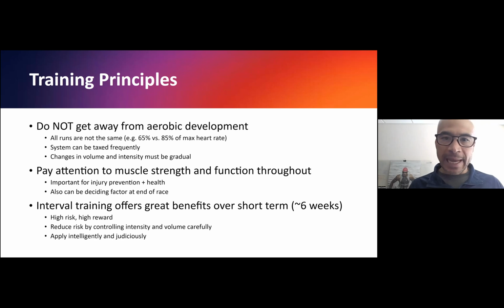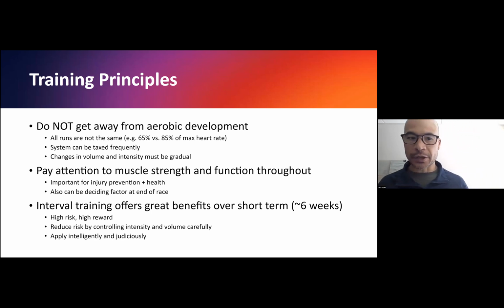So at the end of the day, always listen to your body and avoid pushing through minor aches and pains that if you address right away, will be fine. But if you keep pushing through, that's when the stress fractures, that's when other issues can occur.